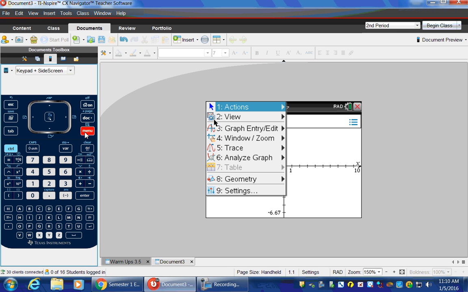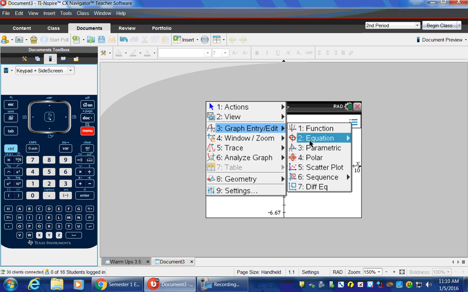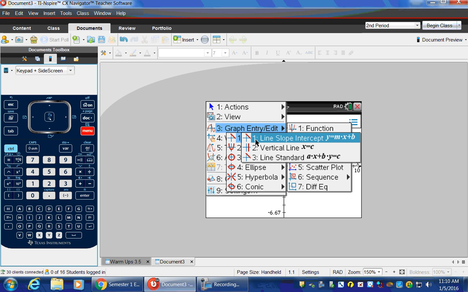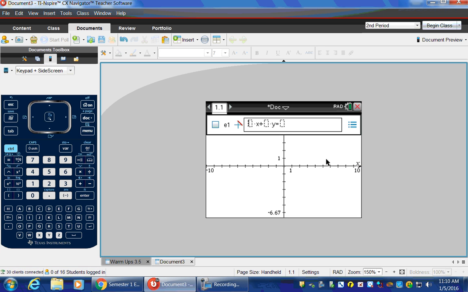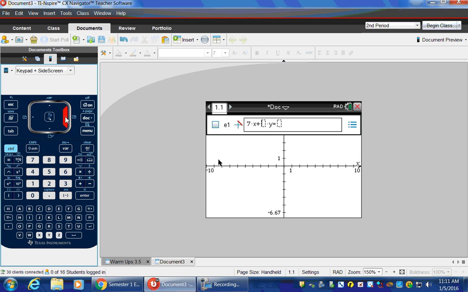So under menu, I'm going to choose graph, equation, line, because we're graphing lines. And here at the bottom, I see standard form, AX plus BY equals C. That looks like the equations we're given for this problem. So the first equation is 7x minus 2y equals negative 7. So I'm going to type in 7 for x, an arrow over, and it says plus a negative 2. Plus a negative 2 is the same thing as saying minus 2. Y equals negative 7.